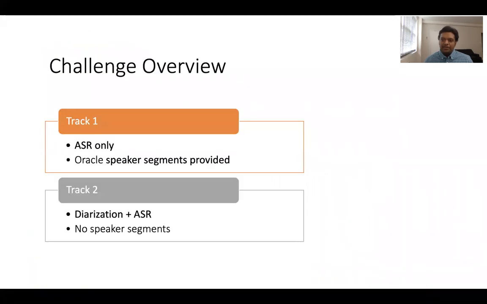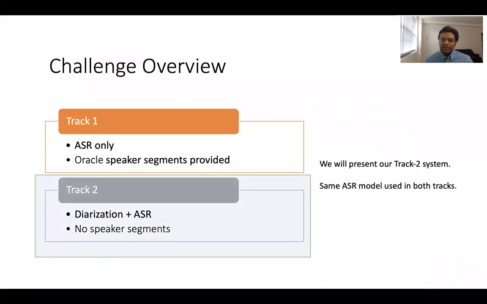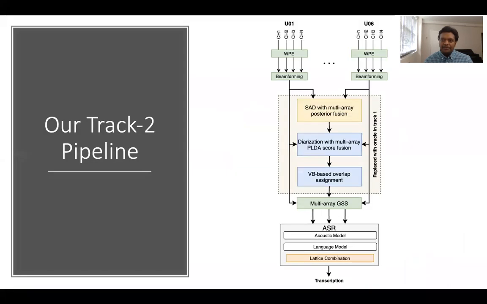We participated both in track 1 and track 2. The speech recognition model that we used in both tracks is the same. So we will present our track 2 system. This slide shows the pipeline that we've used for the track 2 system. It consists of 4 stages.